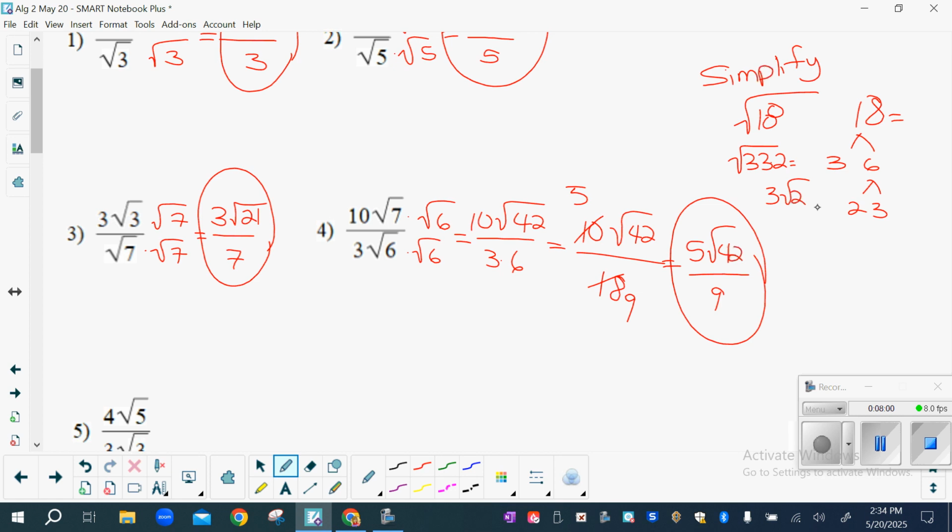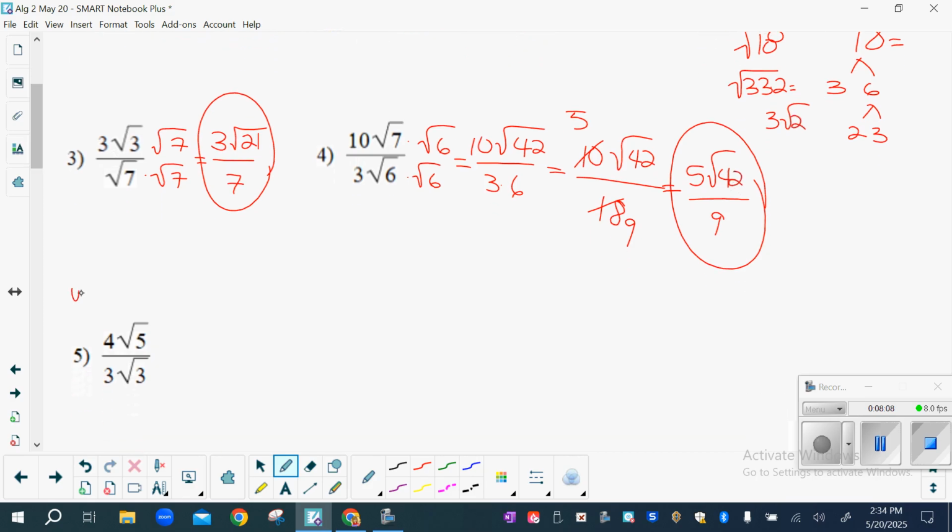So that would simplify to 3 square root 2. Does that make sense? Okay, go ahead and do number 5. This is your you-try number 5.